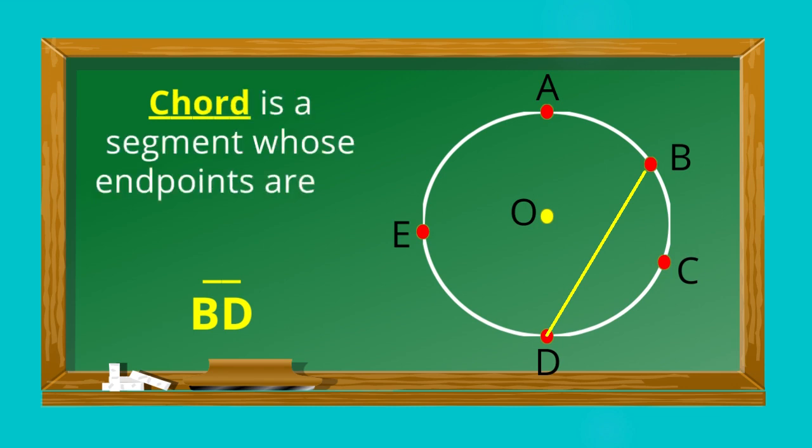Next, how about chord? A chord is a segment whose endpoints are on the circle. Again, the endpoints are on the circle. Since we have circle O, the line segment whose endpoints are on the circle, from point B to point D, is line segment BD, a chord of circle O. Then you can form other chords also from the figure since there are 5 points around the circle.